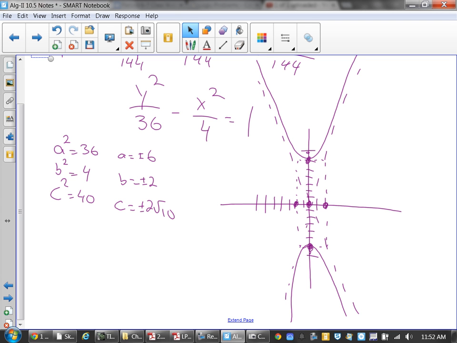Yes, sir. I know the slope is right or wrong, but would it be 6 over 2 or 2 over 6? Well, if you go up 6 over 2, so you rose 6 over 2, so it'd be 3.